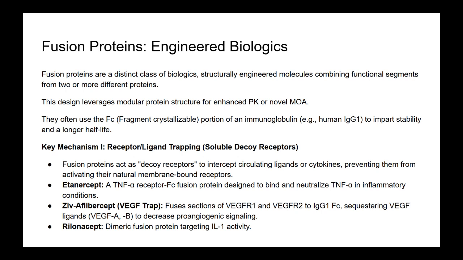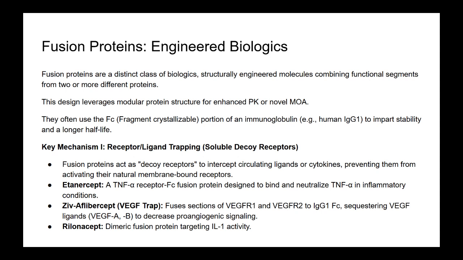Ziv-aflibercept, also known as vascular endothelial growth factor trap, is a soluble recombinant fusion protein. It is engineered by fusing sections of vascular endothelial growth factor receptors 1 and 2 with the constant fragment of human immunoglobulin G1. Its mode of action involves sequestering vascular endothelial growth factors A and B, as well as placental growth factor. By trapping these ligands before they can interact with their native transmembrane receptors, ziv-aflibercept reduces proangiogenic signaling, which can help inhibit tumor growth.